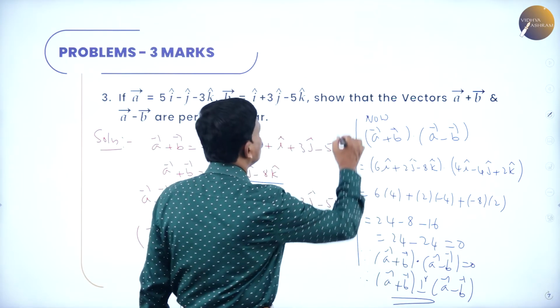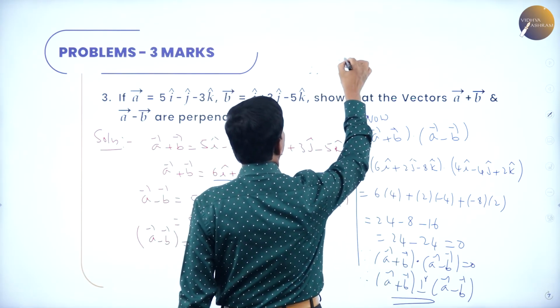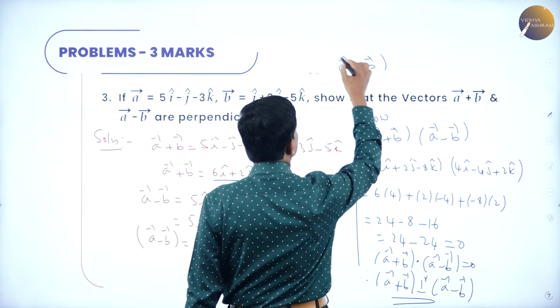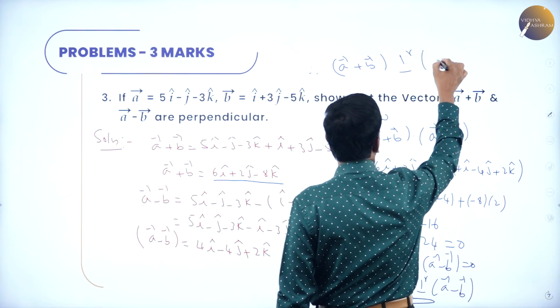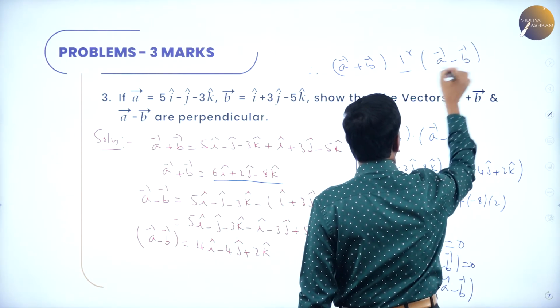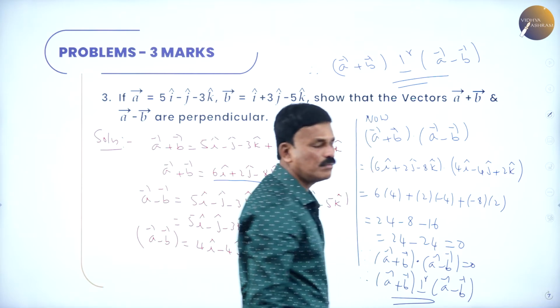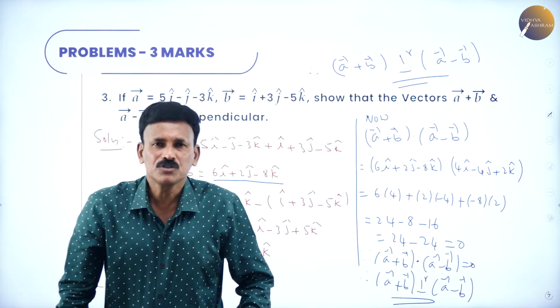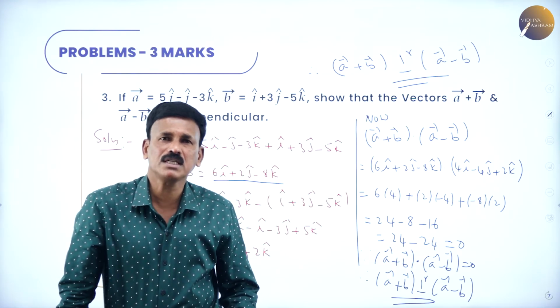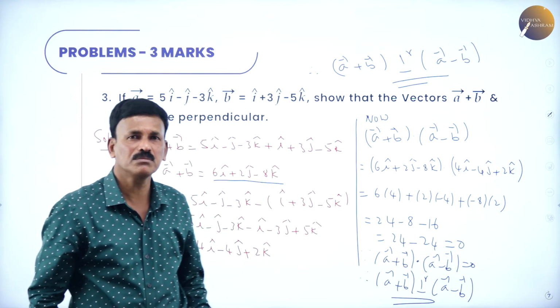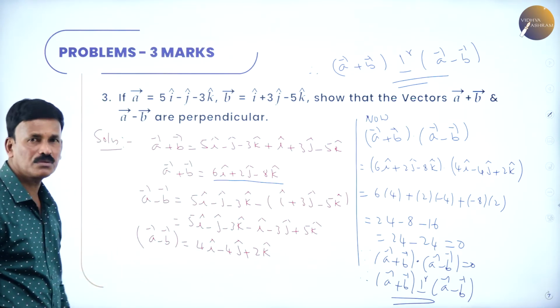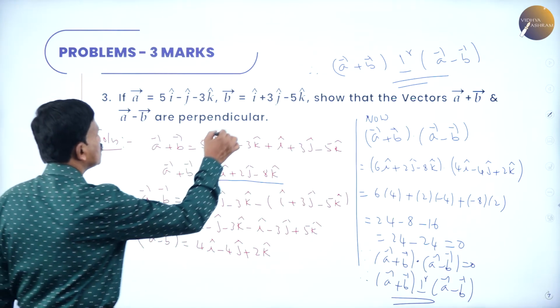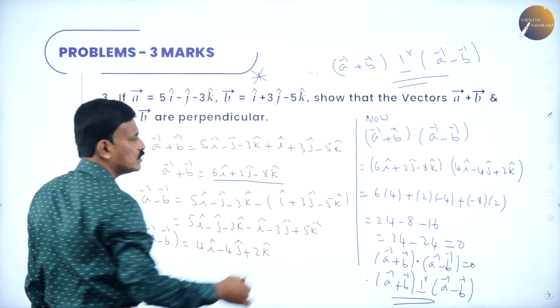That's it. So, therefore, vector A plus B is perpendicular to vector A minus B, because A plus B dot A minus B is always equal to 0 in this case. If A plus B dot A minus B is equal to 0, then the vector A plus B is perpendicular to A minus B. This is a very important problem indeed. Usually you may expect this type of question for 3 marks.